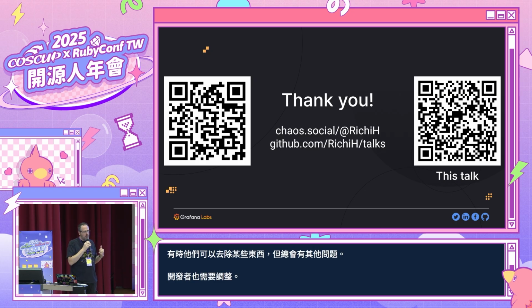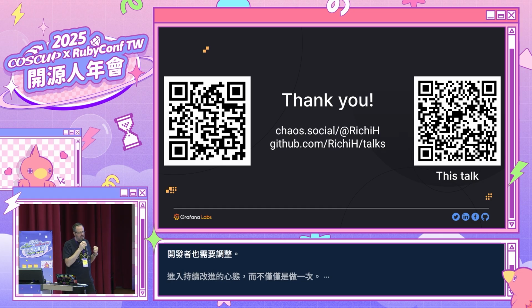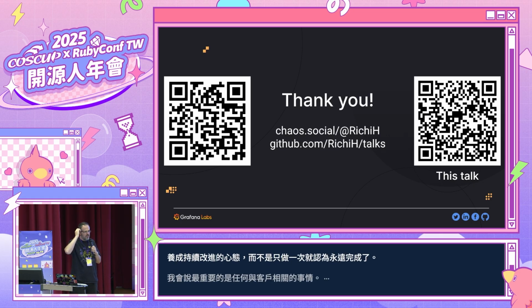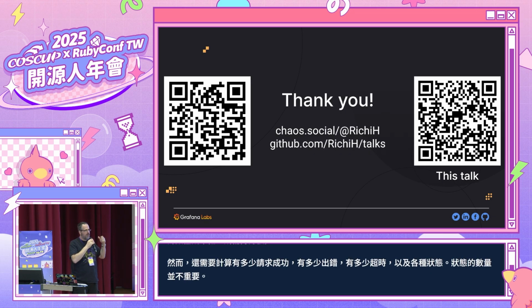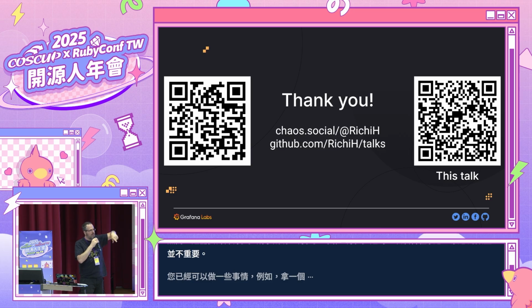Most important metrics, I would say, is anything customer facing. For example, you should absolutely count any request which you receive and which you give back. Just counters. Counters are very cheap and very low effort. But now if you also count how many are successful, how many are errors, how many are maybe timed out, how many states you have, doesn't matter, you can already do things like take a ratio of successful requests versus unsuccessful requests. And if this spikes up, you know something is bad.